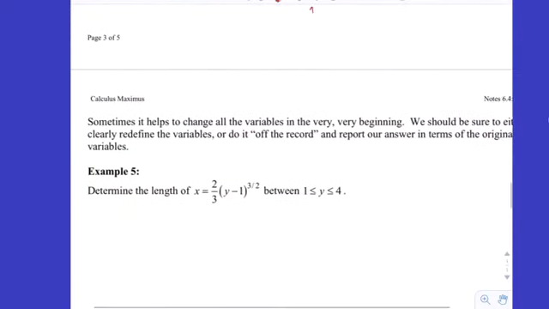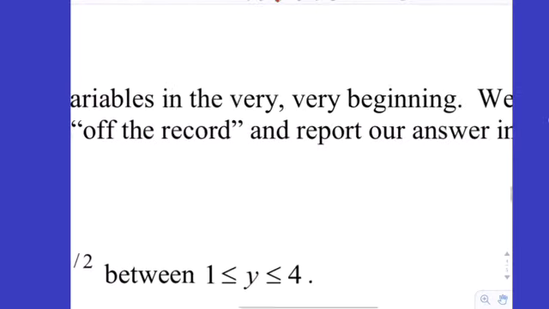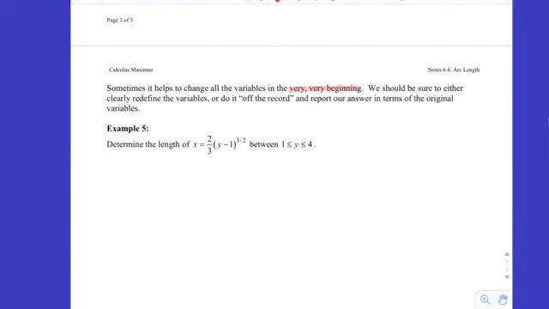All right, so example 5. It says, sometimes it helps to change all the variables, not in the beginning, and not in the very beginning, but in the very, very beginning. Okay, that's like, before I was born.